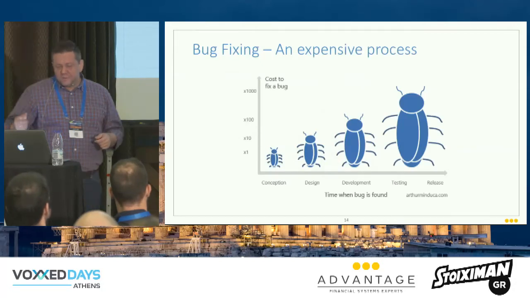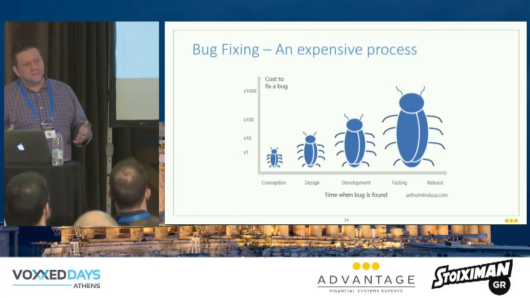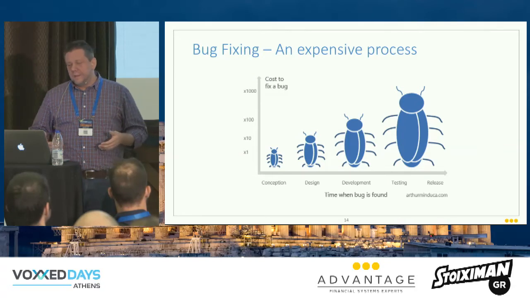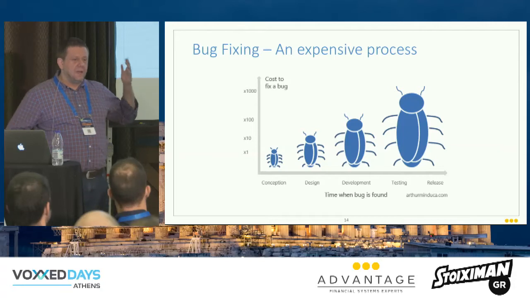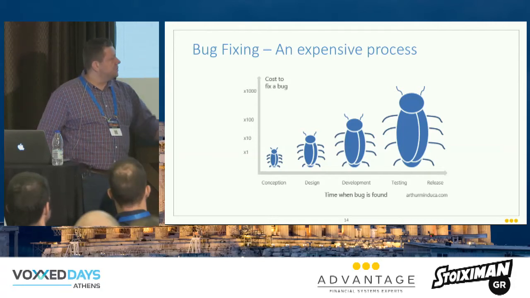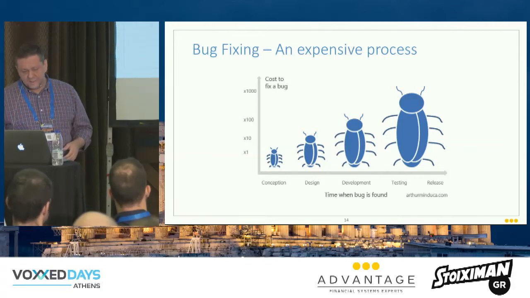But the most important thing about the bug resolution process is that it costs a lot of money. It costs a lot of effort. And what this says is that the sooner you discover bugs, the less it costs to resolve them. And the later you do it, at the end of the release, then it's almost a disaster.